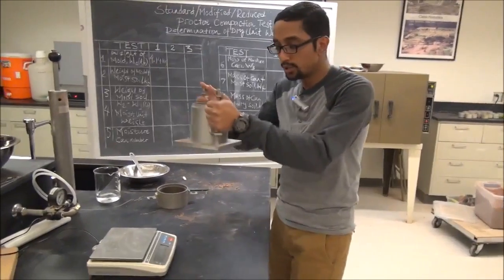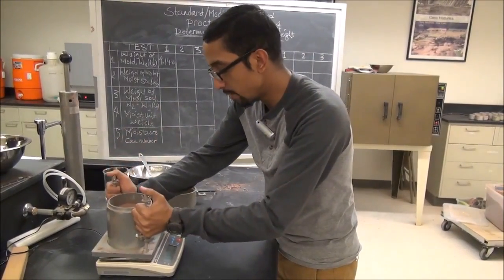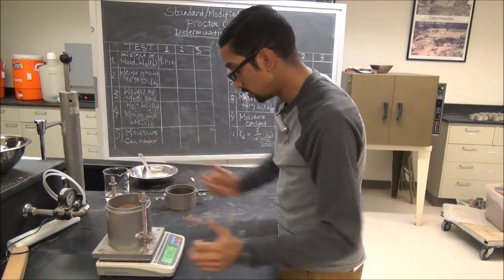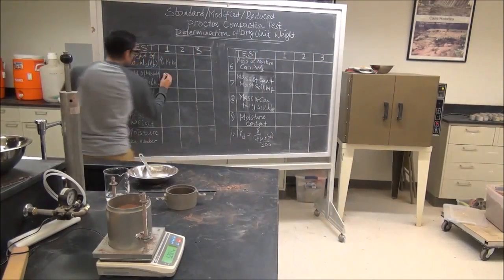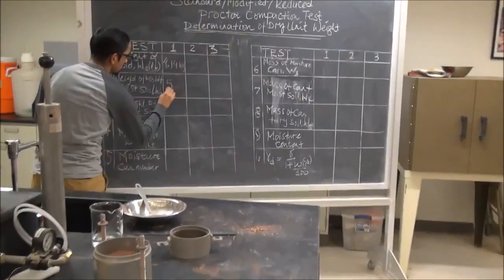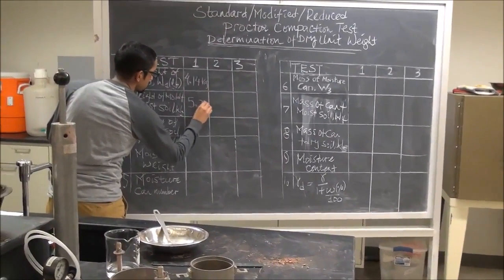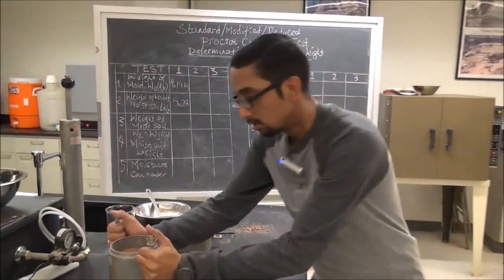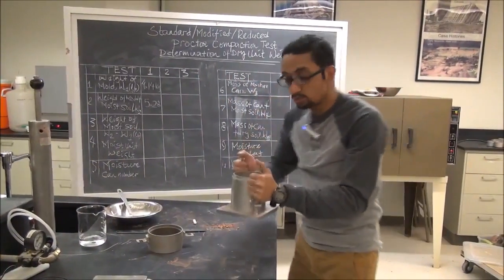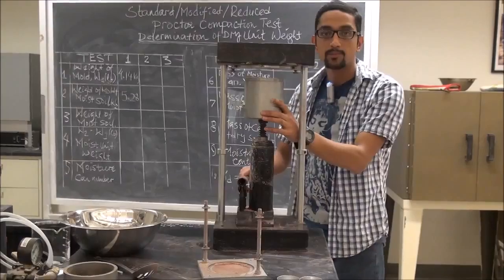Now the next thing to do is take the weight of this compacted soil with the mold, which is 5284 grams. Now we need to extrude the sample from this mold.